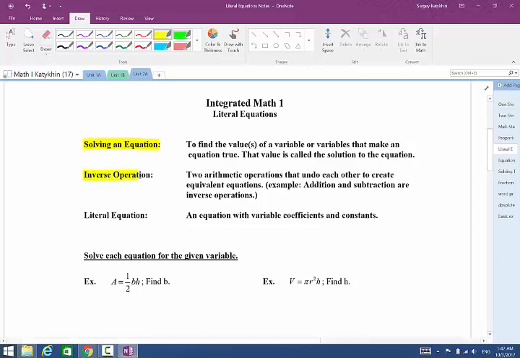Inverse operations, which we also looked at when we solved one-step equations, two-step equations, and multi-step equations, basically means that if we have addition, we can inverse operation by subtraction. A literal equation for today is going to be the definition: an equation with variable coefficients and constants. This basically means that literally we're looking at a specific equation, an algebraic expression.